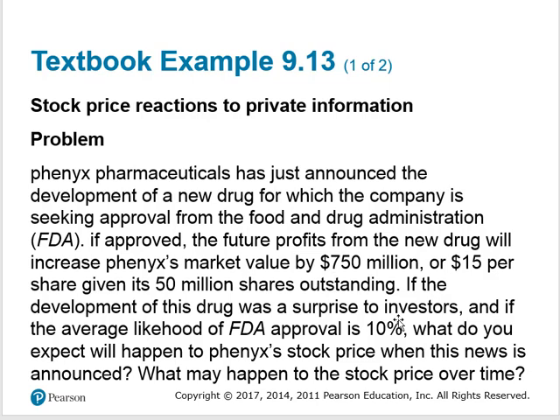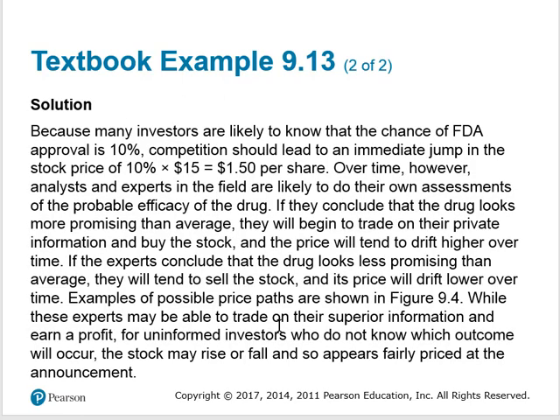So if we think about some private information, here's a company that just announced a new drug, and they're seeking approval. If they get approval, future profits are going to increase by $750 million, or $15 per share, given its 50 million shares. If the development of this drug was a surprise, and if the average likelihood of FDA approval is 10%, what would you expect to happen? Well, a 10% chance of approval should lead to an immediate jump in the stock price. 10% of the $15 is $1.50.